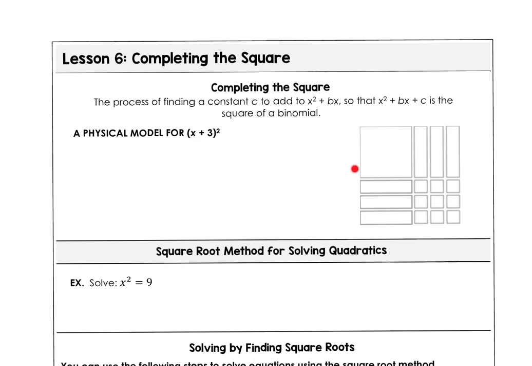And we have this physical model here. So we don't really know the measurement of this large square, but if it was x, then the area of that square would be x times x, or x squared. And since the height of each little block here is that same unknown x, you see that we have x plus 3, where this is 1, and it's x tall, and this is x tall and x wide. So it's x plus 3 for the length of that side.